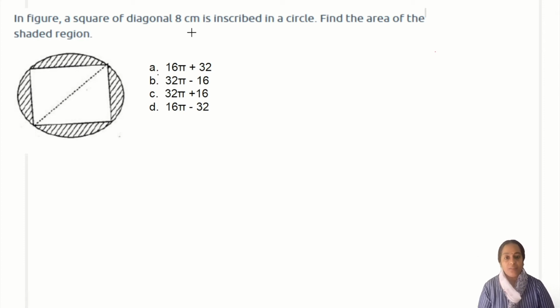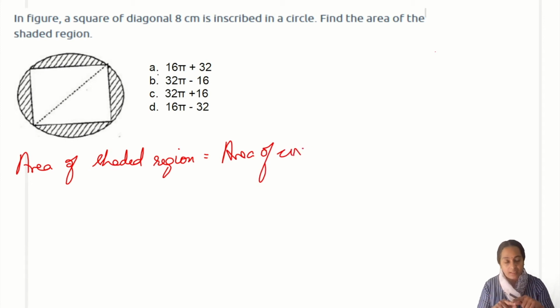So now the next question. A square of diagonal 8 centimeter is inscribed inside a circle. So we have the diagram there. Find the area of the shaded region. So what is the area of the shaded region? Area of the shaded region will be equal to the area of the circle minus the square. I hope you can understand the diagram. So a circle minus the square gives you the shaded region.